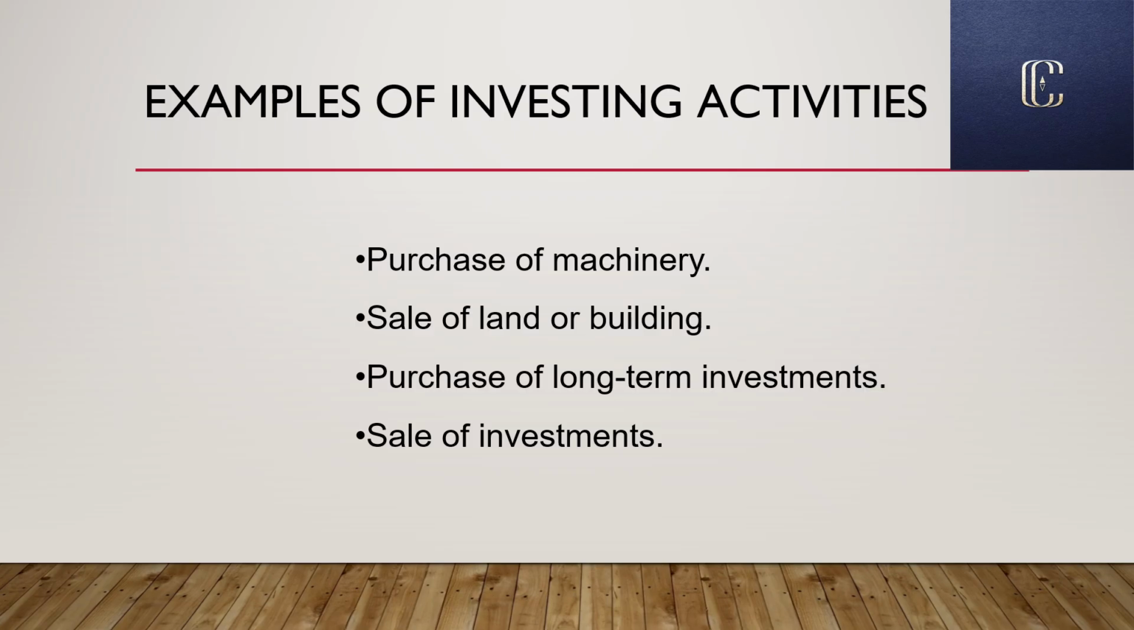The purchase of machinery. When a company buys machines or equipment, cash goes out. For example, a machine purchased for rupees 3 lakh leads to cash decreases. This is the cash outflow. The second example is sale of land, building, or any asset. If a company sells land or building or any asset, cash comes in. For example, land sold for rupees 5 lakh leads to cash increases. This is a cash inflow.